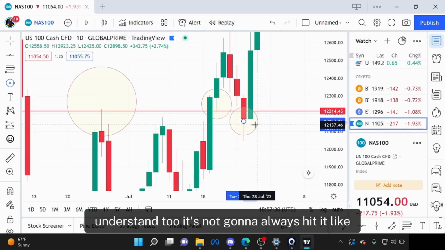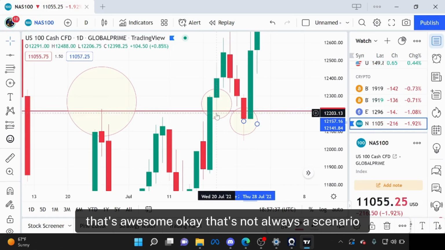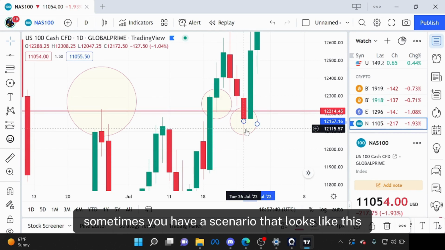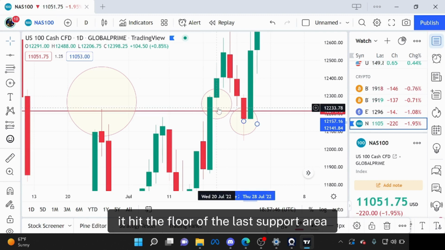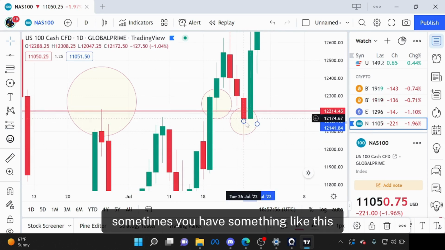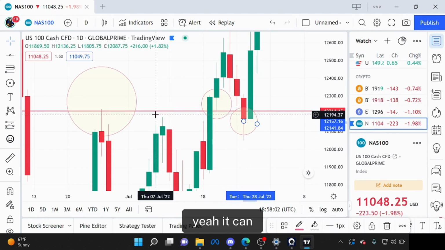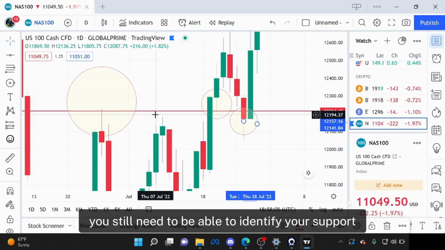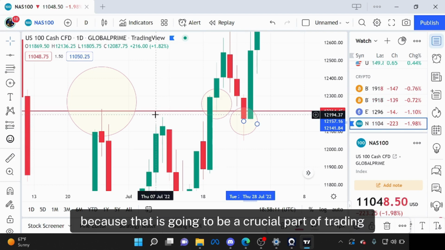Understand too, it's not going to always hit it. When you have a scenario like this, that's awesome, okay? That's not always the scenario. Sometimes you have a scenario that looks like this. When you have something like this, it's great because it's easy. You can tell, oh, okay, it hit the floor of the last support area or the last resistance area. All right, we got to push up. It's great, but sometimes it doesn't do that. Sometimes you have something like this. All right, so can the support become the resistance? Yeah, it can. You still need to be able to identify your support and your resistance separately, okay? Because that is going to be a crucial part of trading.